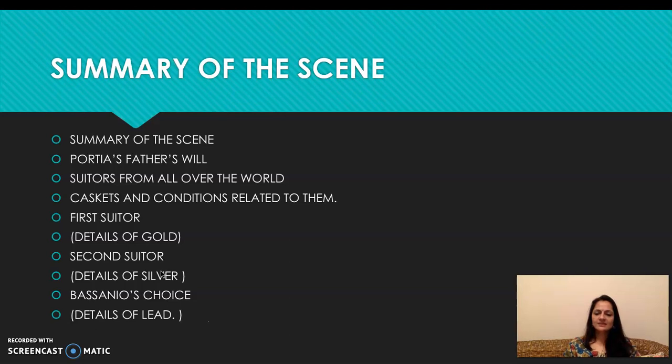Then we have to give details about the first suitor, the Prince of Morocco, who chooses the gold casket. We need to write what is the inscription on the gold casket. The second suitor is the Prince of Aragon, who chooses the silver casket, and we need to write what is written on the silver casket. Then we need to write about Bassanio's choice, who doesn't go by the outward show, and he chooses the lead casket. We also need to write what the inscription on the lead casket is. So this is an overall summary which we need to write before we start discussing the dramatic importance of this scene.